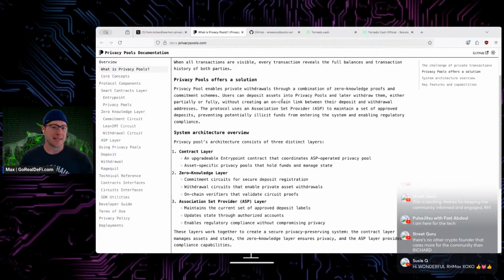So a user can deposit assets to privacy pools, later withdraw them either partially or fully without creating an on-chain link between their deposit and withdrawal addresses. So that's the important piece of this. The protocol uses an association set provider, ASP, to maintain a set of approved deposits, preventing potentially illicit funds and enabling regulatory compliance.